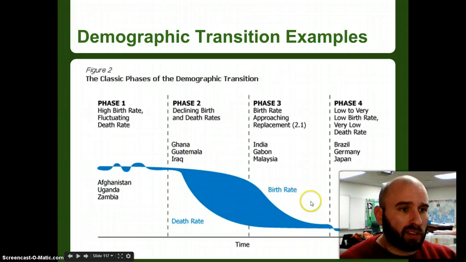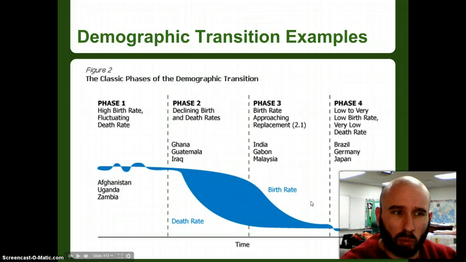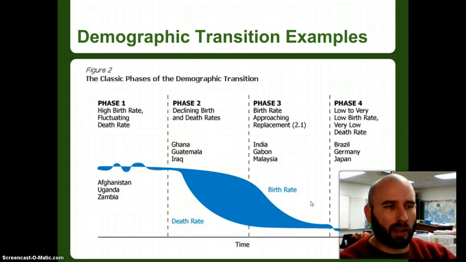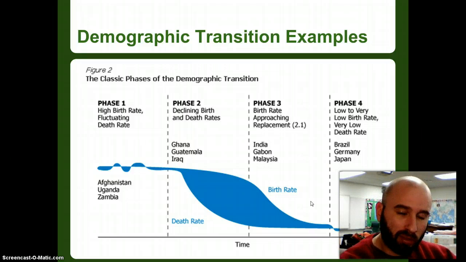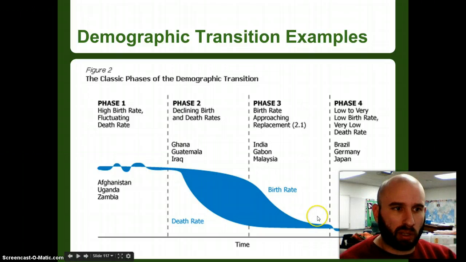Phase 3, this is when birth rate is getting a little closer to replacement levels. So India, Gabon, Malaysia, those are going to be your phase 3 countries. Now what I mean by replacement levels is that after somebody dies, you have to have somebody that replaces them. So that's what we get to in phase 3.